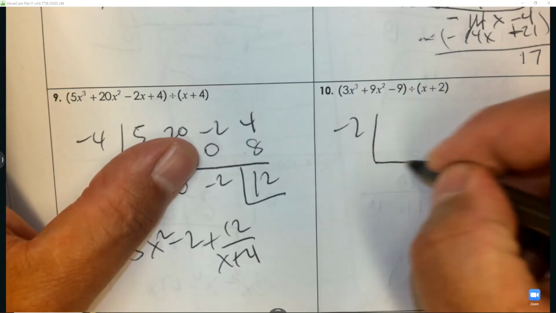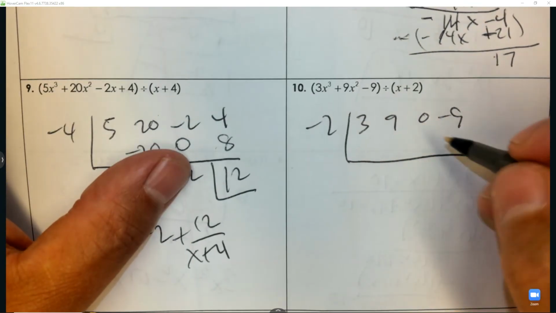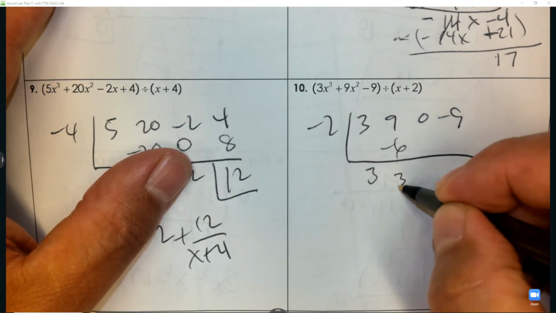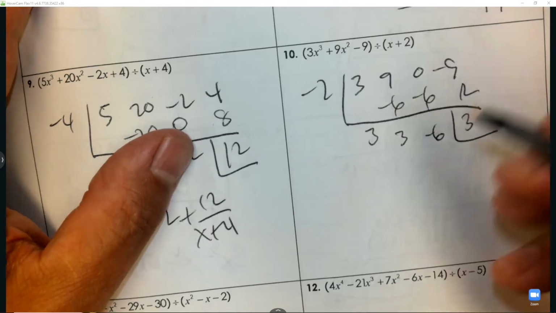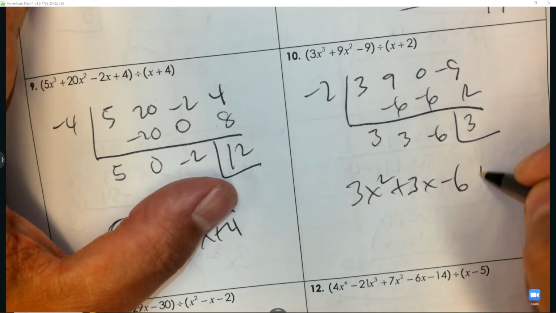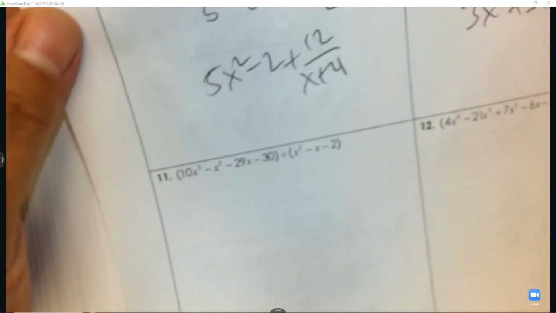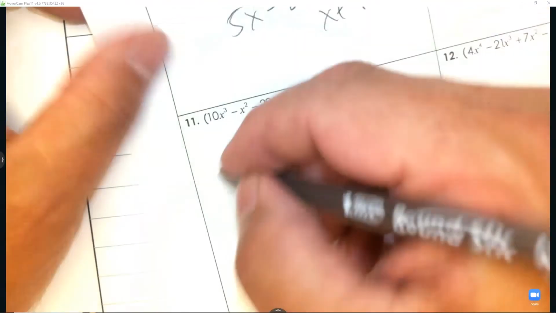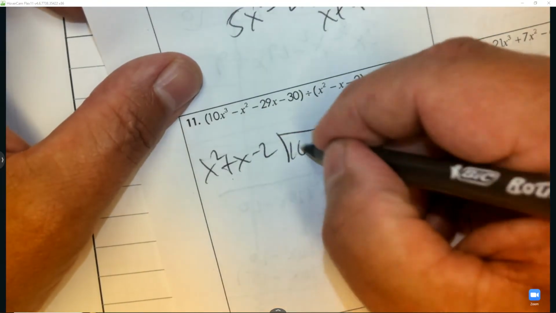Again, 3, 9, 0, negative 9, because we have no x's. So 3, 3. So we got 3x squared plus 3x minus 6 with the remainder. Again, if you need to keep practicing, do it. This is long division. It looks worse than it is.